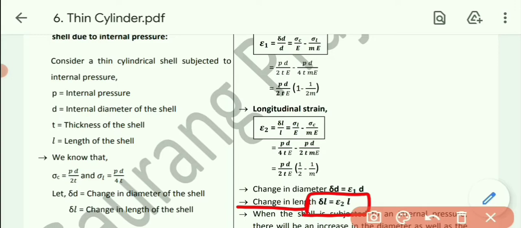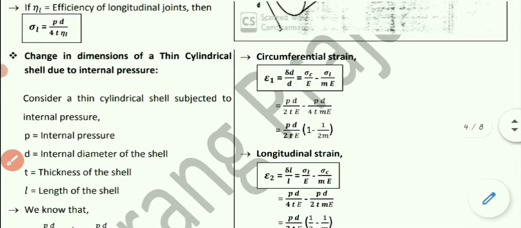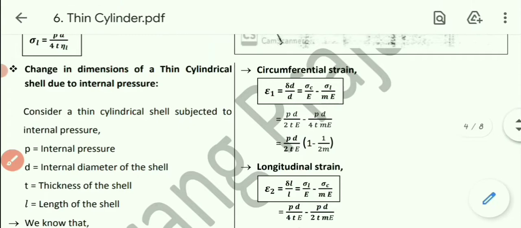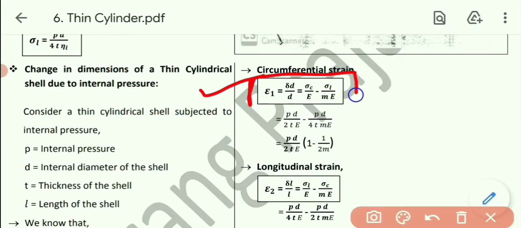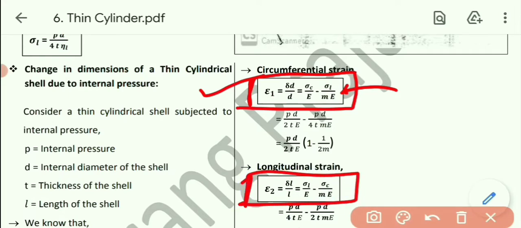So in these formulas, the unknown parameters are epsilon 1 and epsilon 2. The formulas for epsilon 1 and epsilon 2 are given here, where epsilon 1 is known as circumferential strain. The formula stands for delta D by D, or ultimately sigma C by E minus sigma L upon m E. While epsilon 2 stands for longitudinal strain, the formula stands for delta L by L, and ultimately the final formula will be sigma L by E minus sigma C divided by m E.